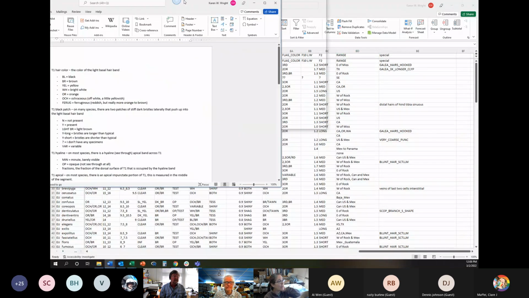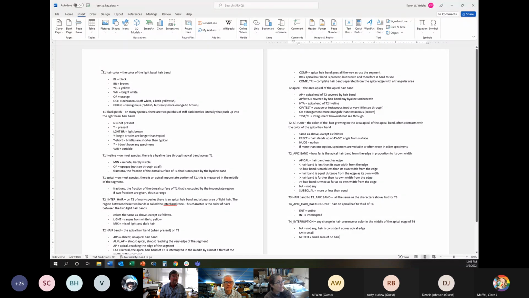So right now I'm working on defining each of the column headings. So T1 hair color is the color of the light basal hairband on T1. T1 black patch, for many species, there's this on the lateral edges of T1 where you have your light hair, and then at the apical you have dark hair. But on either side, a lot of species have these black bristle-like hairs that go up into the basal T1 hairband, and that can be important in some species.